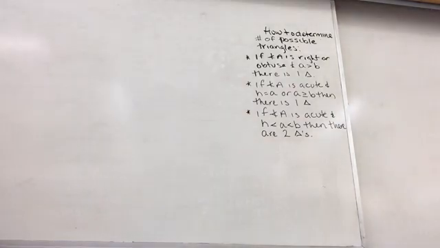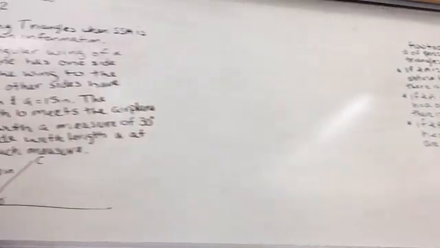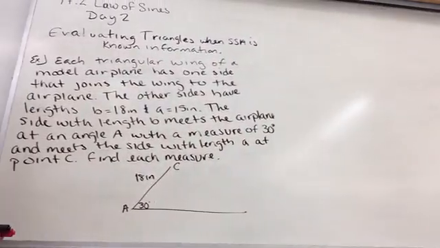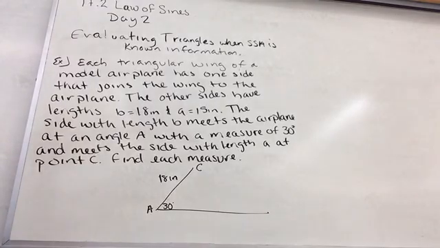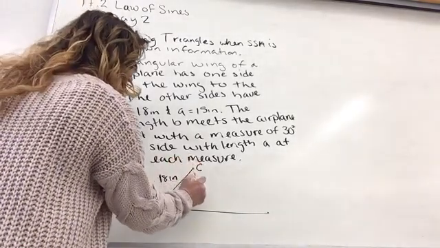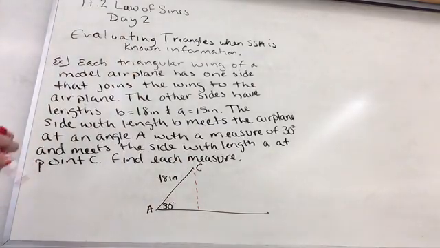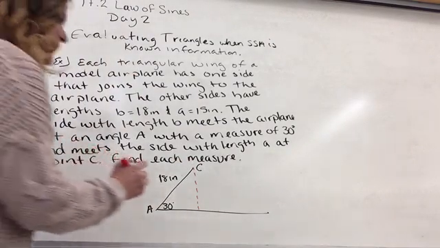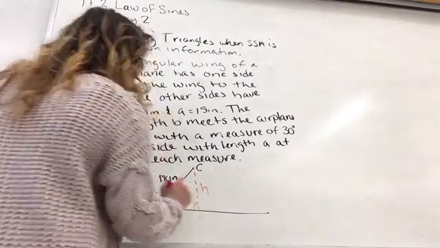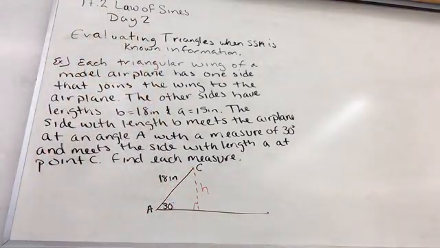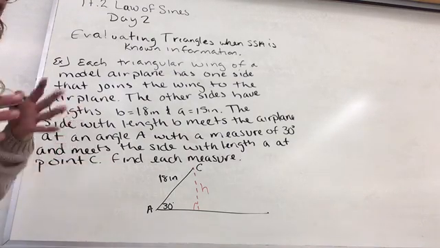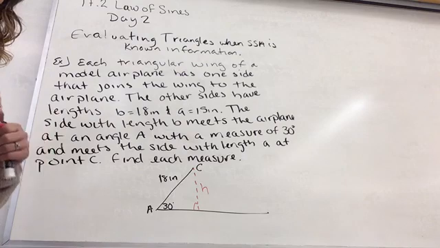H stands for height. So we're going to have to drop in a perpendicular from C straight down. Now, if we do that, I have some value of H here. This is a perpendicular, and I don't know what it is. I do know that I have to figure out what H is. H will help me determine how many possible triangles we've got.